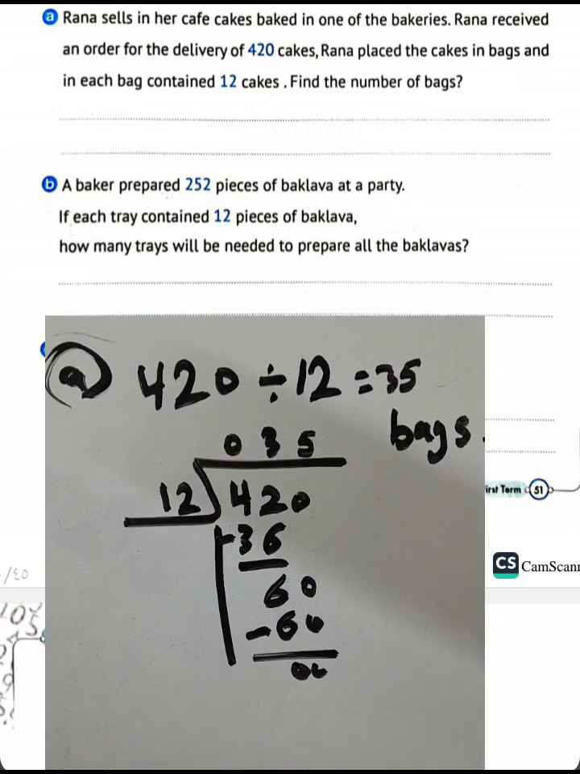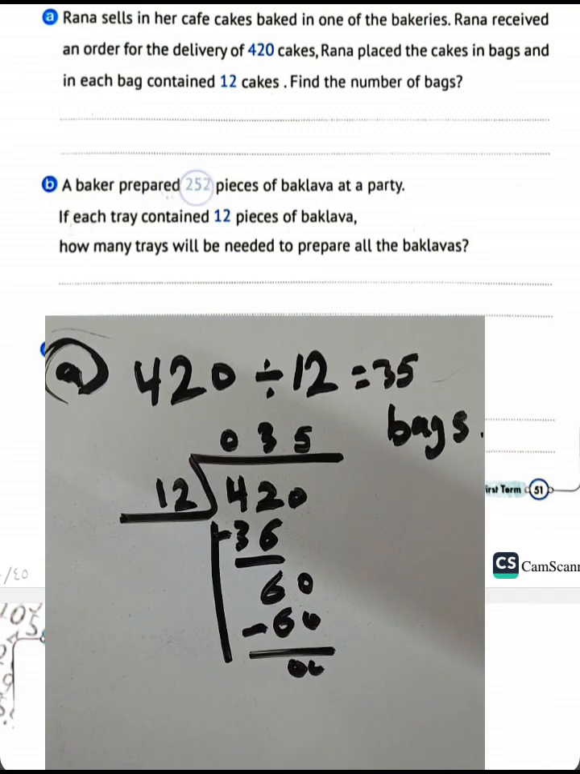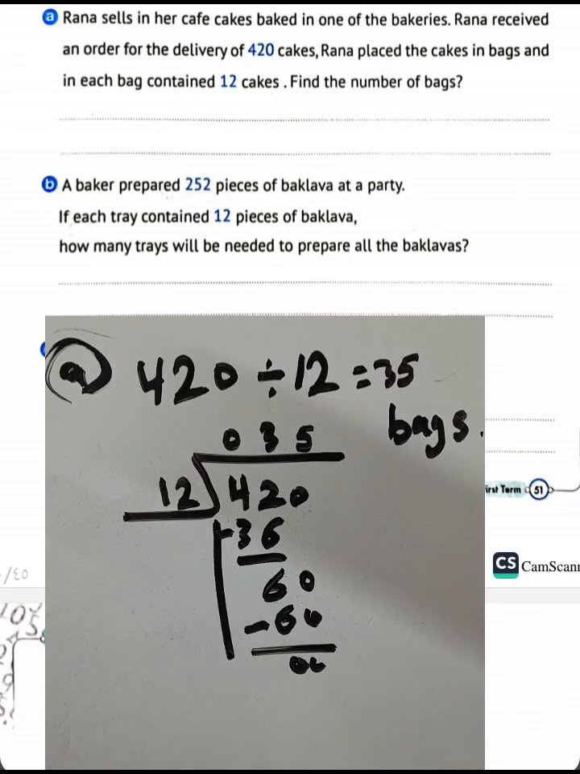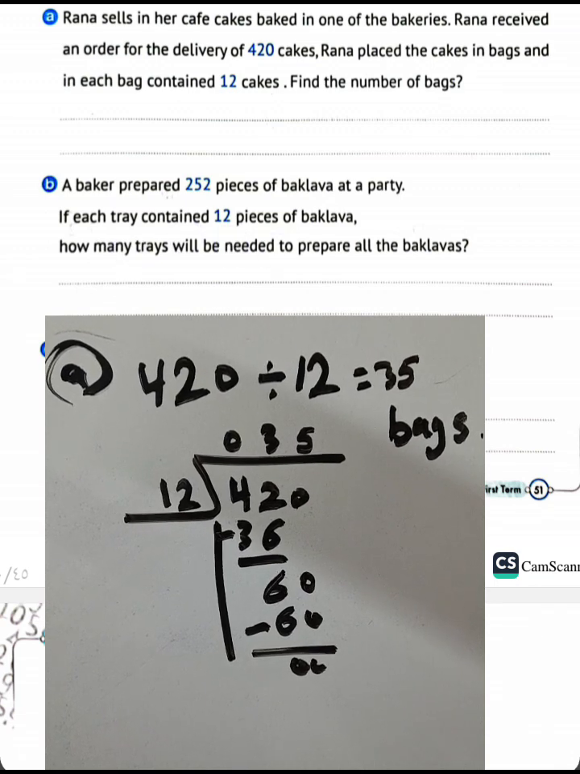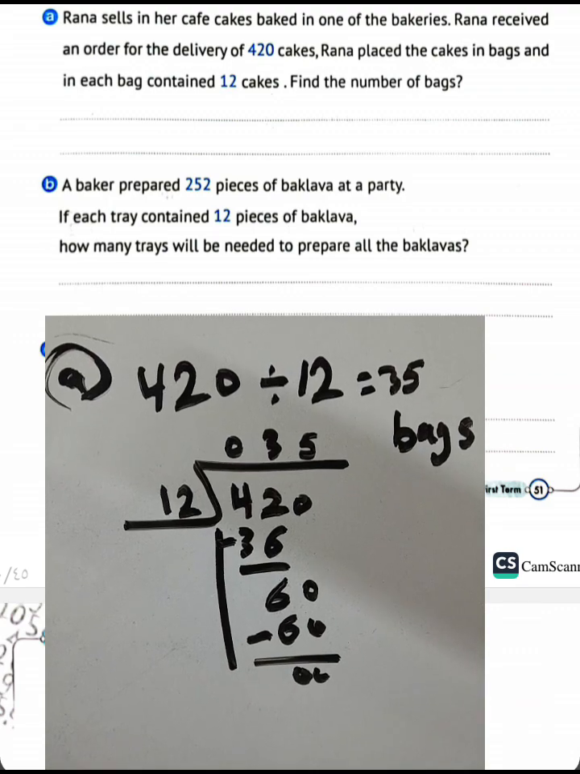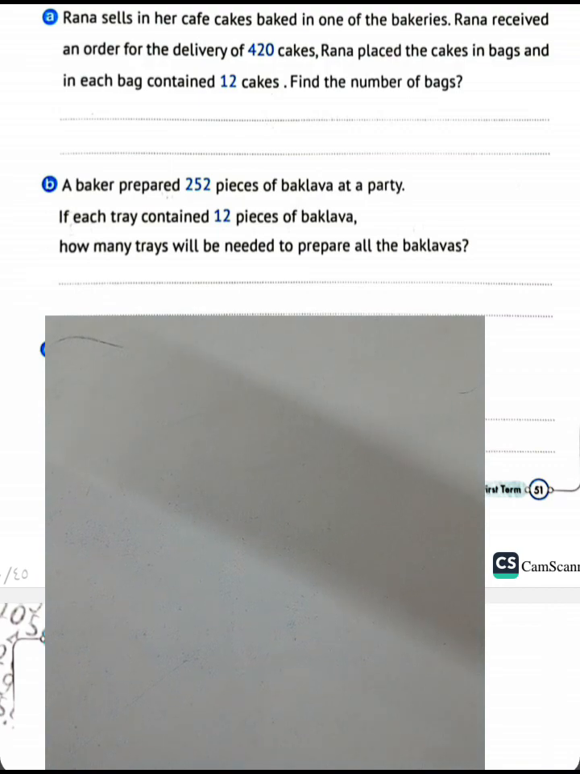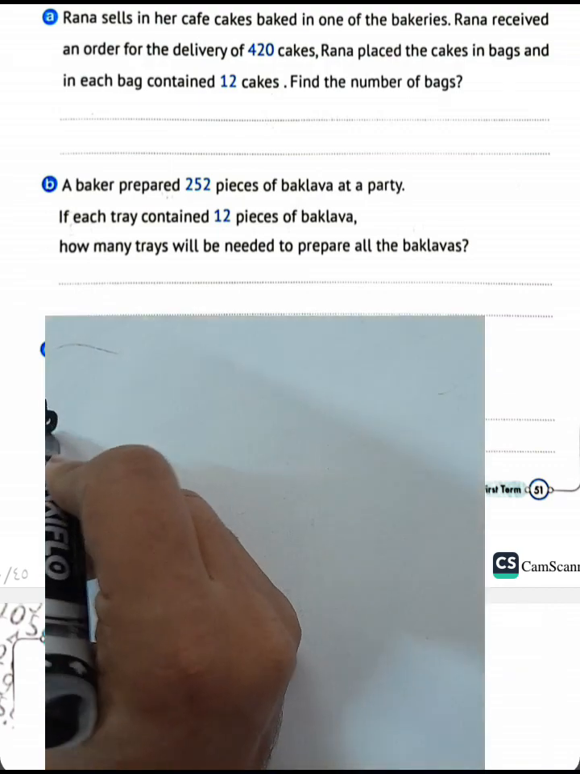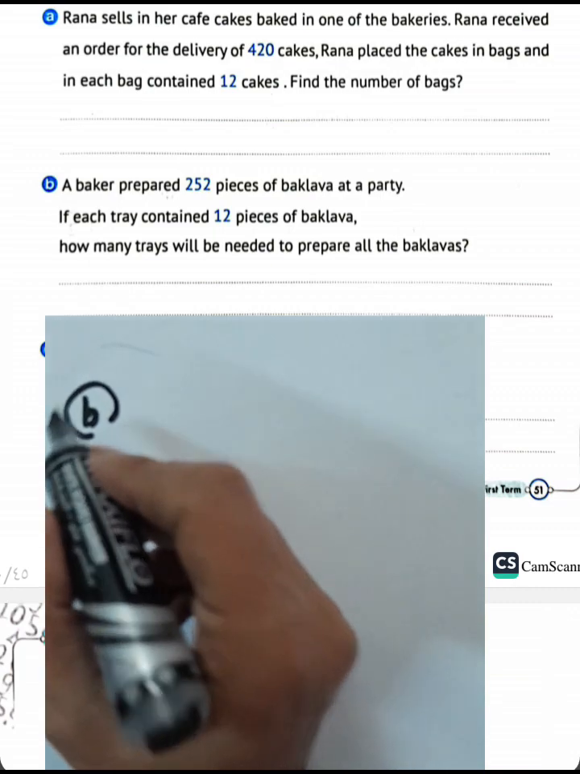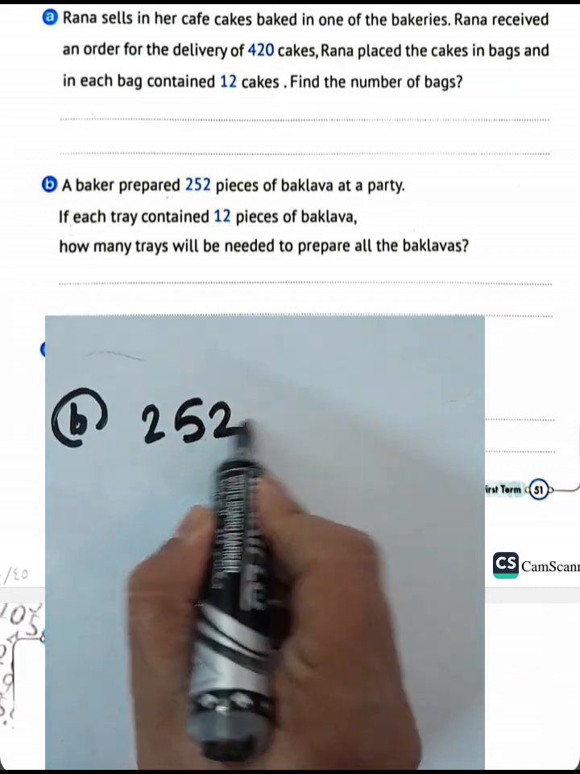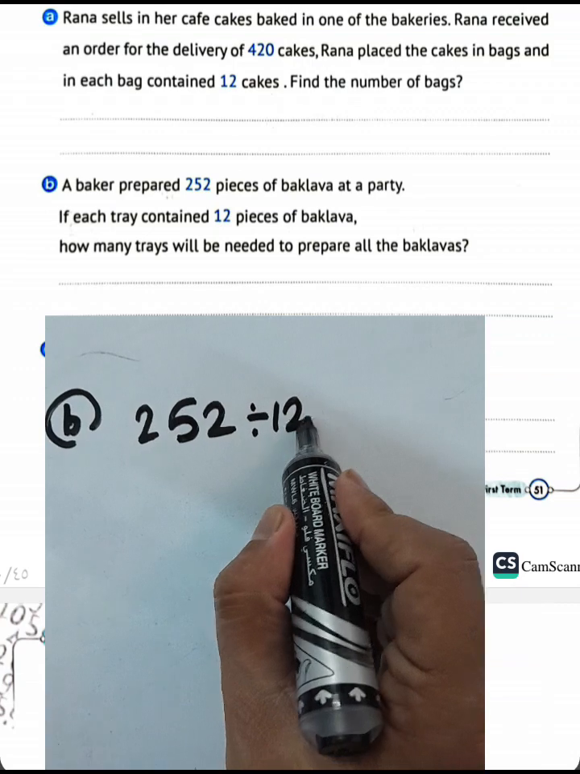Question letter B. A baker prepared 252 pieces of baklava for a party. If each tray contained 12 pieces of baklava, how many trays will be needed to prepare all the baklava? We can find the number of trays by using division. 252 divided by 12.